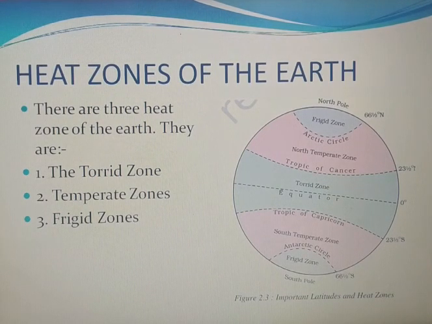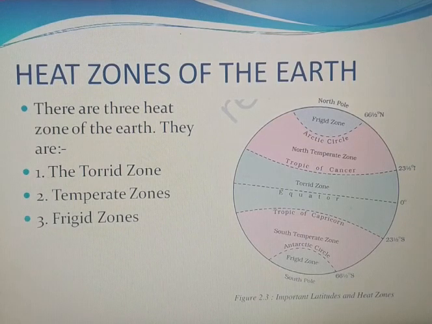In the last part we learned about the importance of the parallels of latitude. We learned that 23.5 degree north is the Tropic of Cancer, and 23.5 degree south is the Tropic of Capricorn. Between these 2 latitudes we call the area the torrid zone. This is the torrid zone, from 23.5 north to 23.5 south.